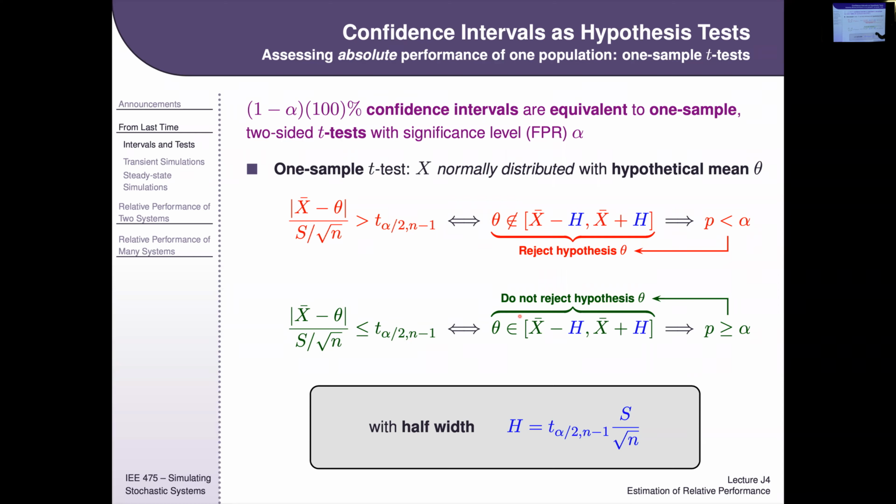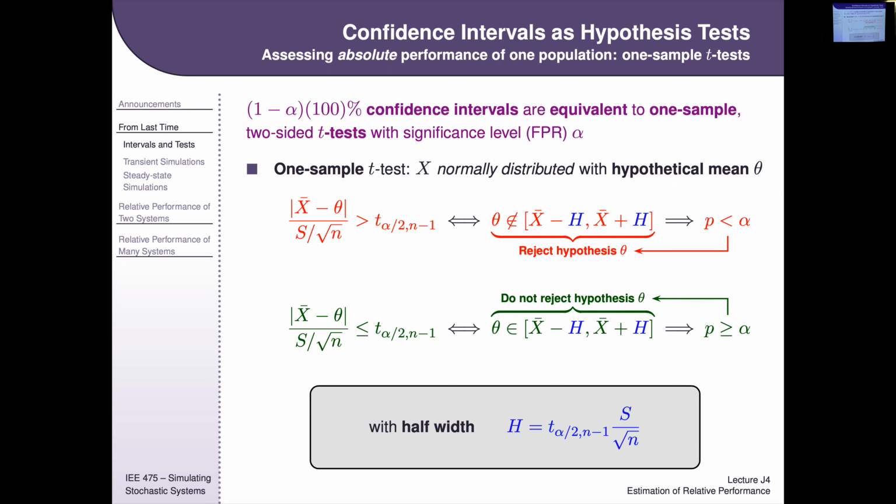And likewise, it's equivalent to saying that if you ran the t-test for this top condition, the p-value would be less than alpha. If you ran the t-test for this bottom condition, the p-value would be greater than or equal to alpha. So that half-width there has that critical t-value in it because it's just a rearrangement of these conditions. So that's where you get that.